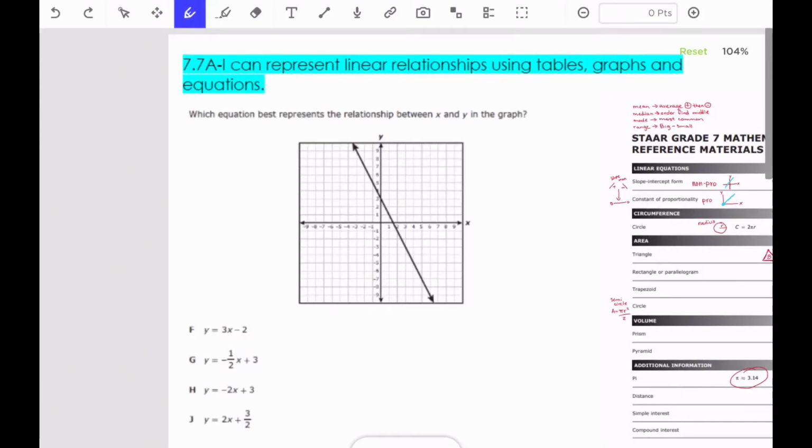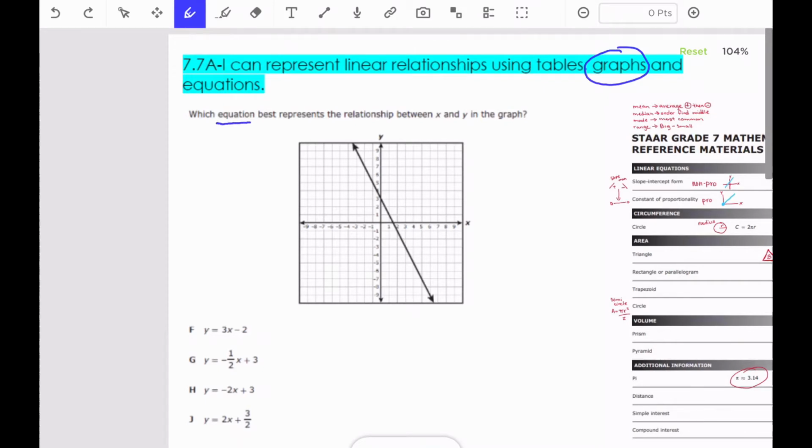In this video, I'm going to be covering TEKS 7.7a. It says I can represent linear relationships using tables, graphs, and equations. So in this particular video, I'm going to focus on the graph portion. In my problem, it says which equation best represents the relationship between x and y in the graph.